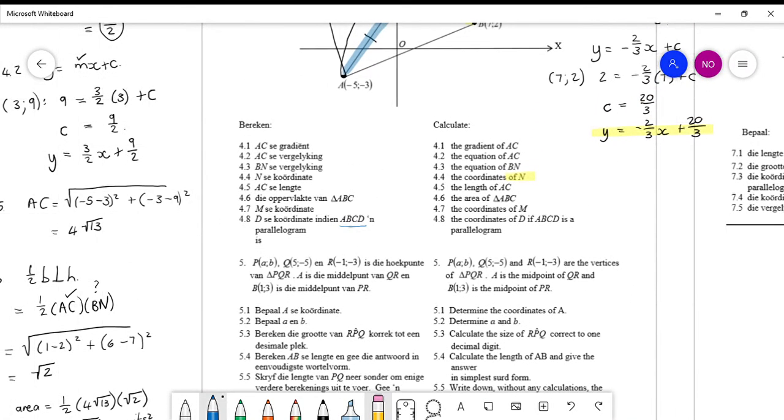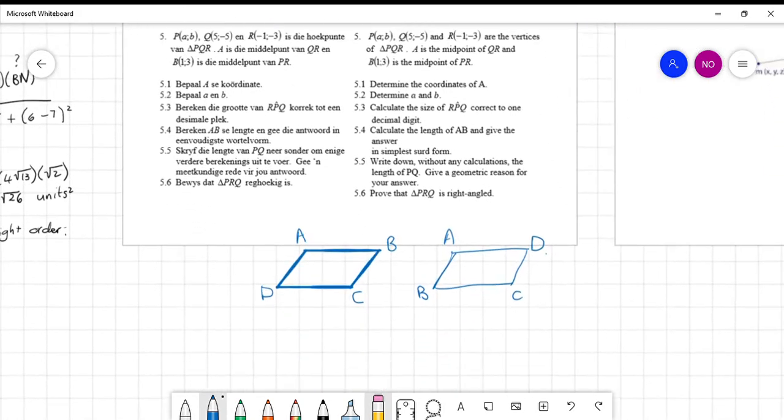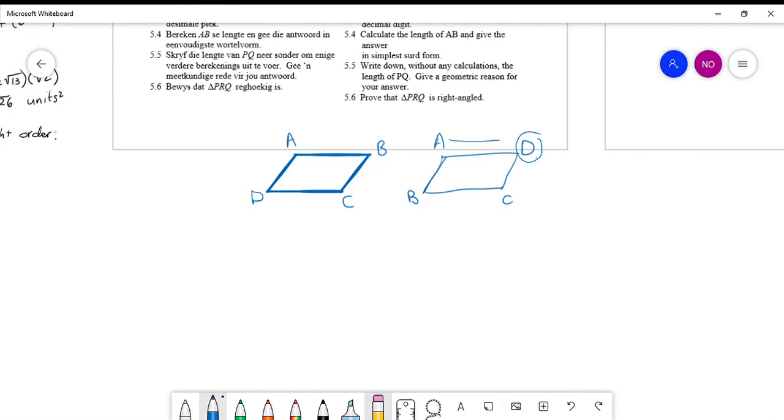So do you guys see when you look at this, D has to be between C and A. Look at this. D has to be between A and C. Because it has to be in that order. You can't go A, B, C, D.